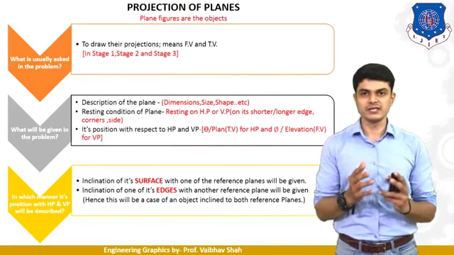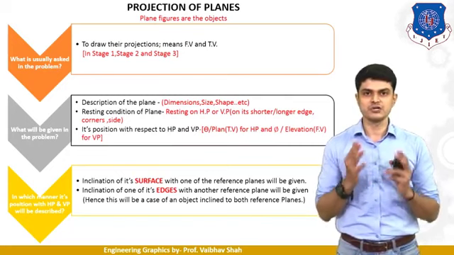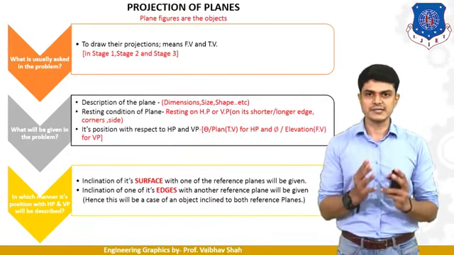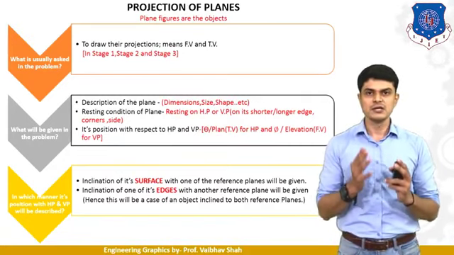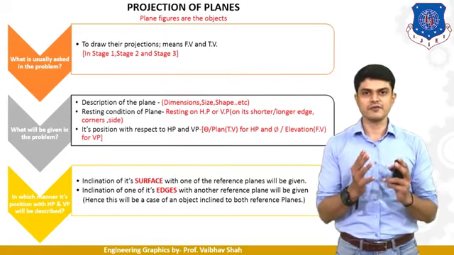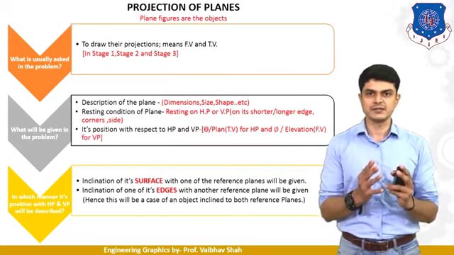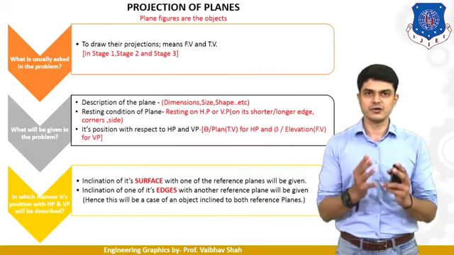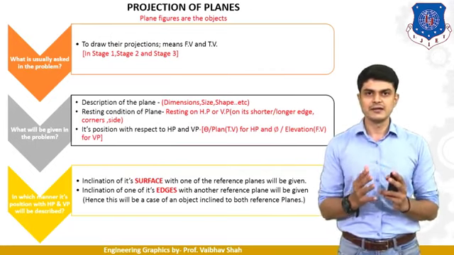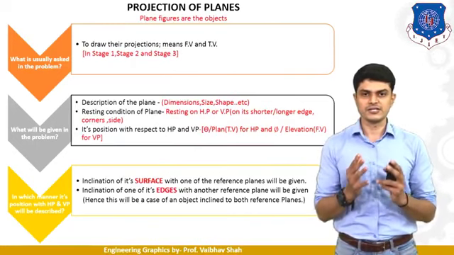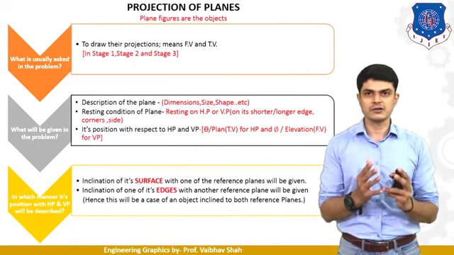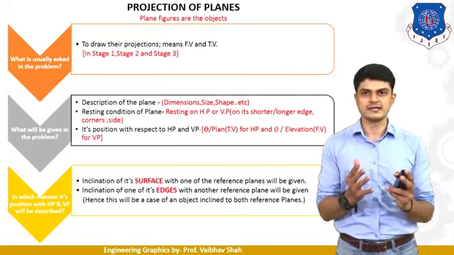Now what will be given in the problem? Three data must be given in your problem. First, the description of the plane, like dimensions, shape and size of an object, must be given. Second, the resting condition of the plane must be given, like resting on HP or resting on VP, like resting on its shorter edge or longer edge or corners or any of the sides.